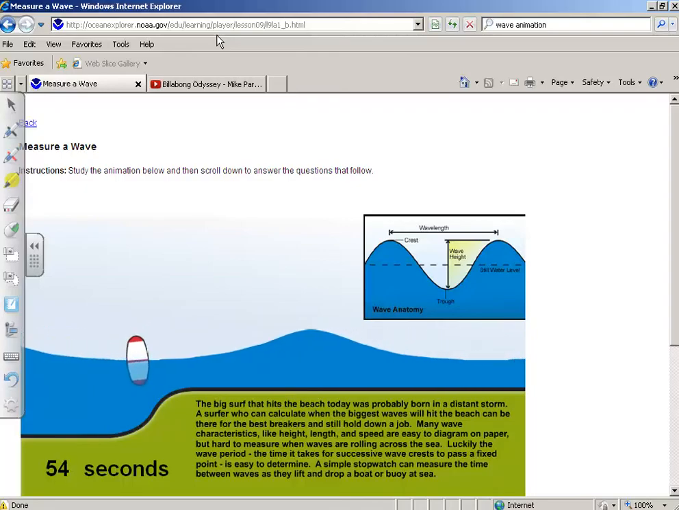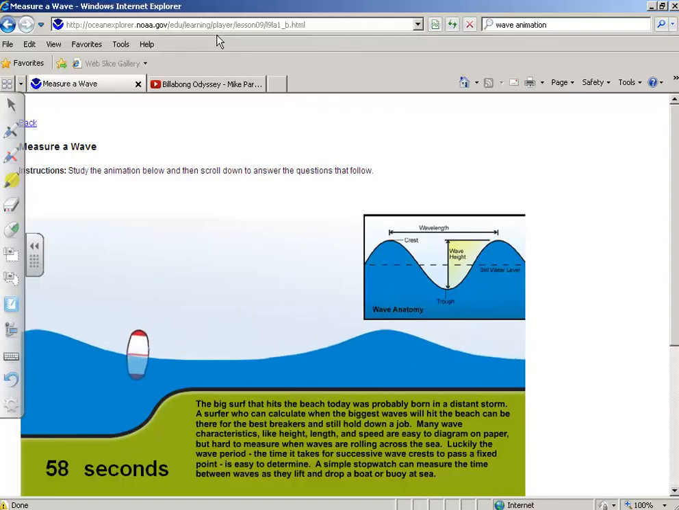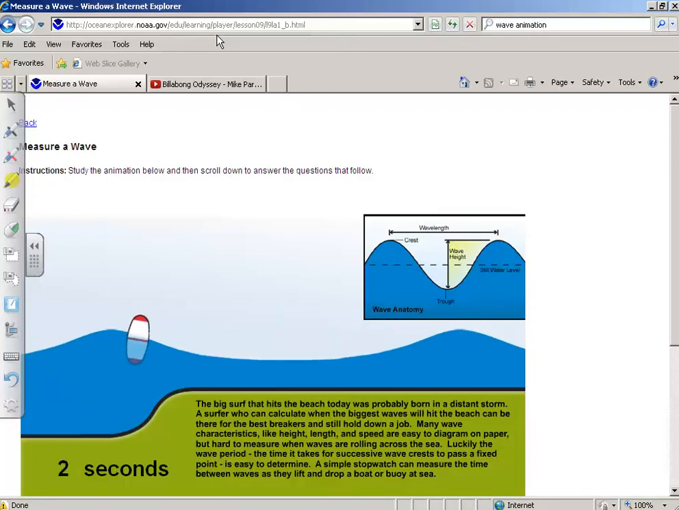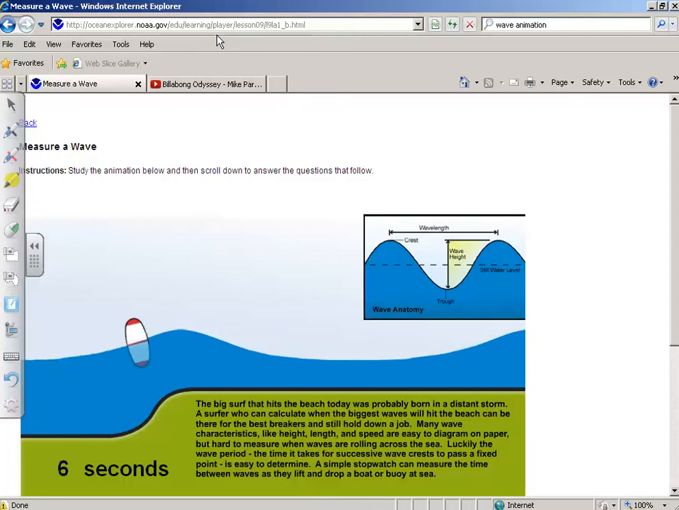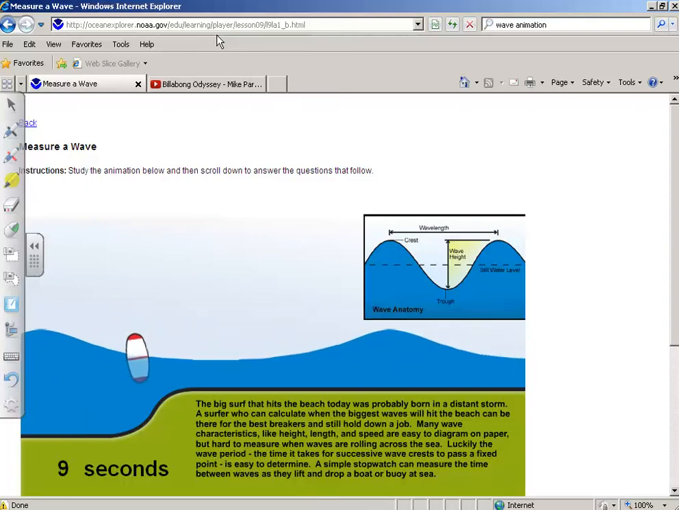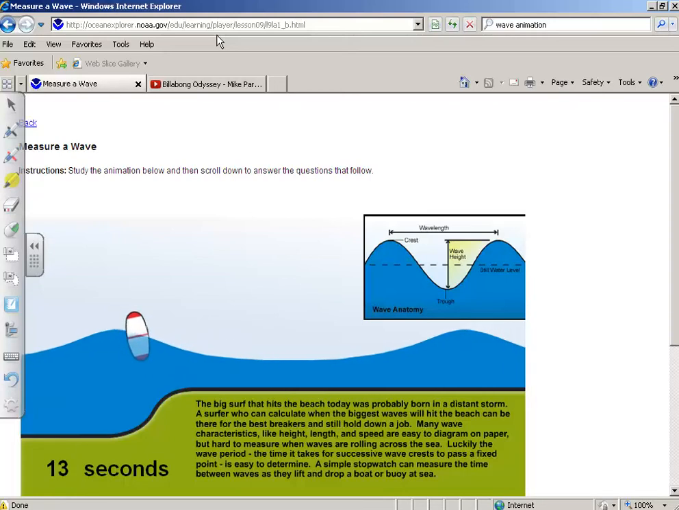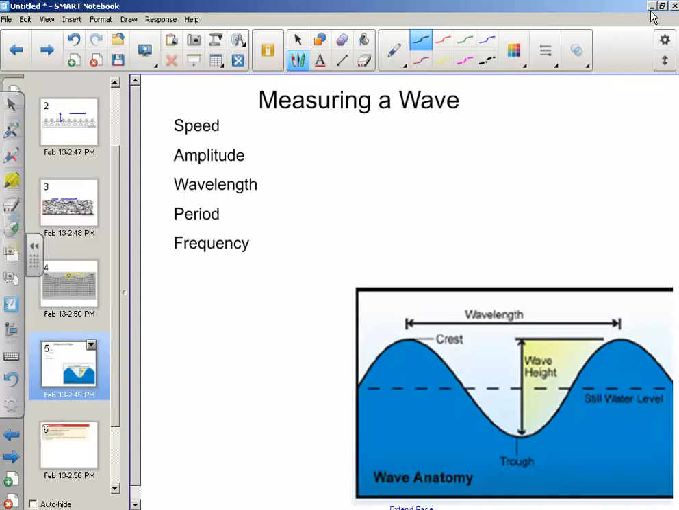And this is just a buoy. As the waves are traveling underneath it, these buoys, there's a system of them all around the continental United States that warn us of tsunamis. They can forecast the surf. So if you lived on the coast, they would tell you the surf forecast for the day. So this is an animation that shows waves going up and down. And let me show you how we measure them.